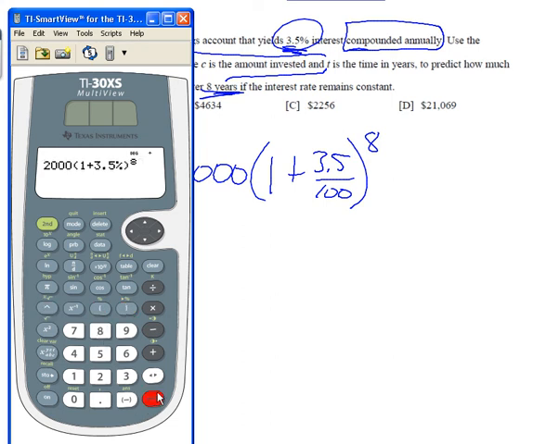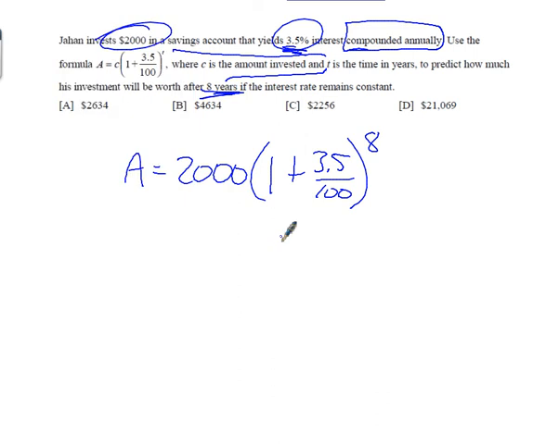Another way to do it is 2,000 and 1 plus, well, 3.5% is 0.035 as a decimal, and raise that to the 8th power. And I still get the same number, so 263, or I could have entered it the way they had it here. So it was 263, rounded up, 2634. All right, one more.